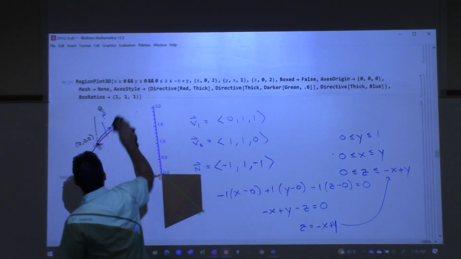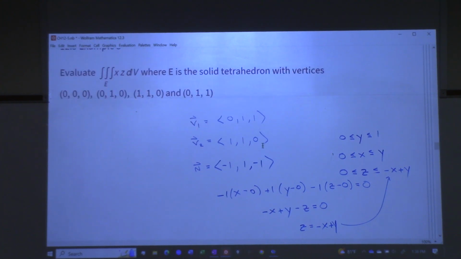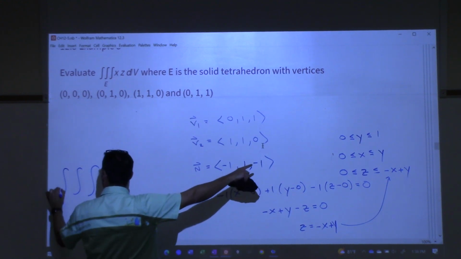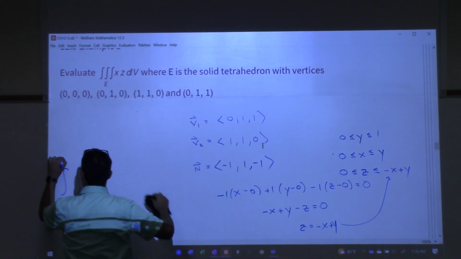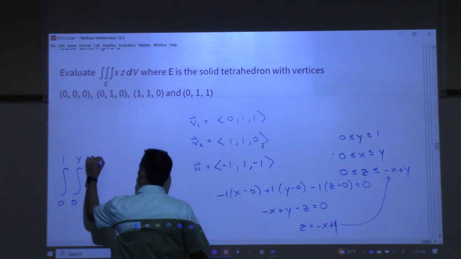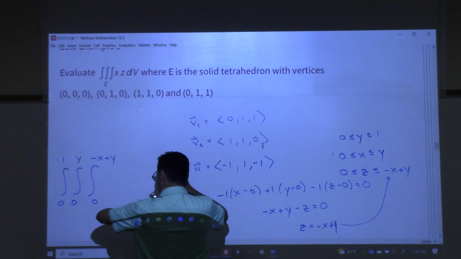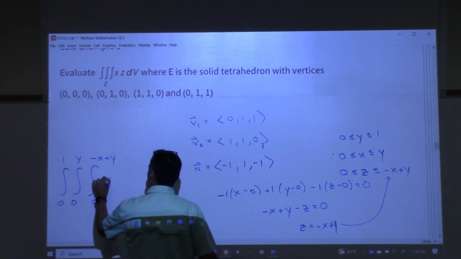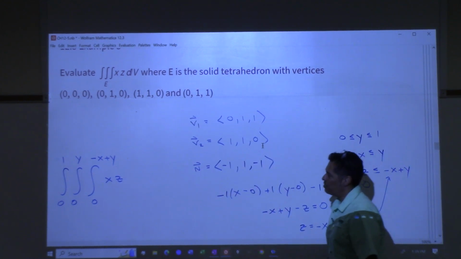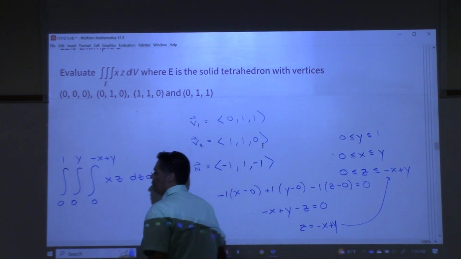So the triple will be, all right, 0 to 1, 0 to 1, and then 0 to y, and then 0 to -x plus y, and we're integrating xz. And then what's my order here? zxy. Good, good. zxy.